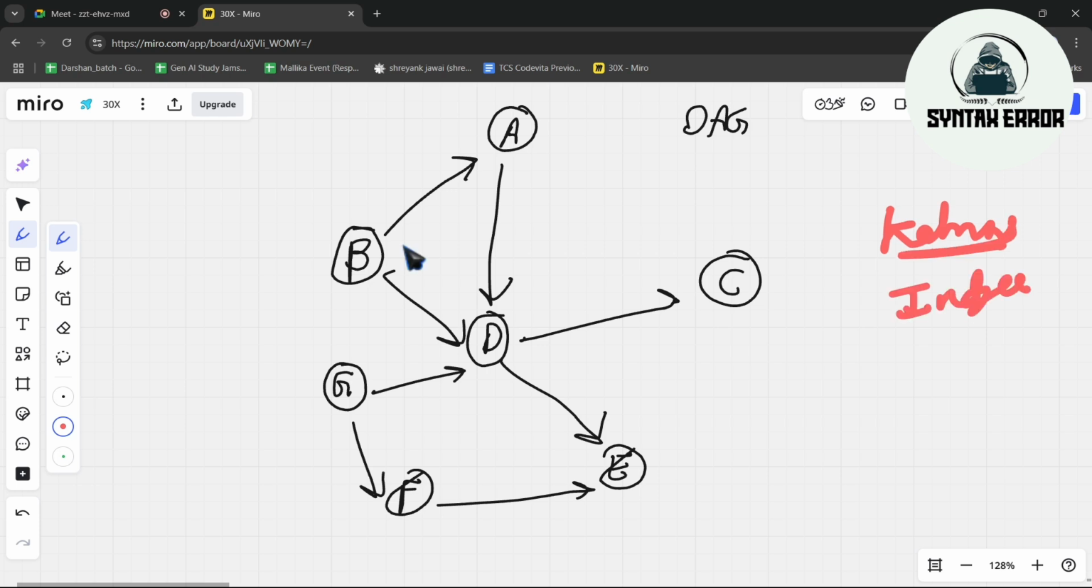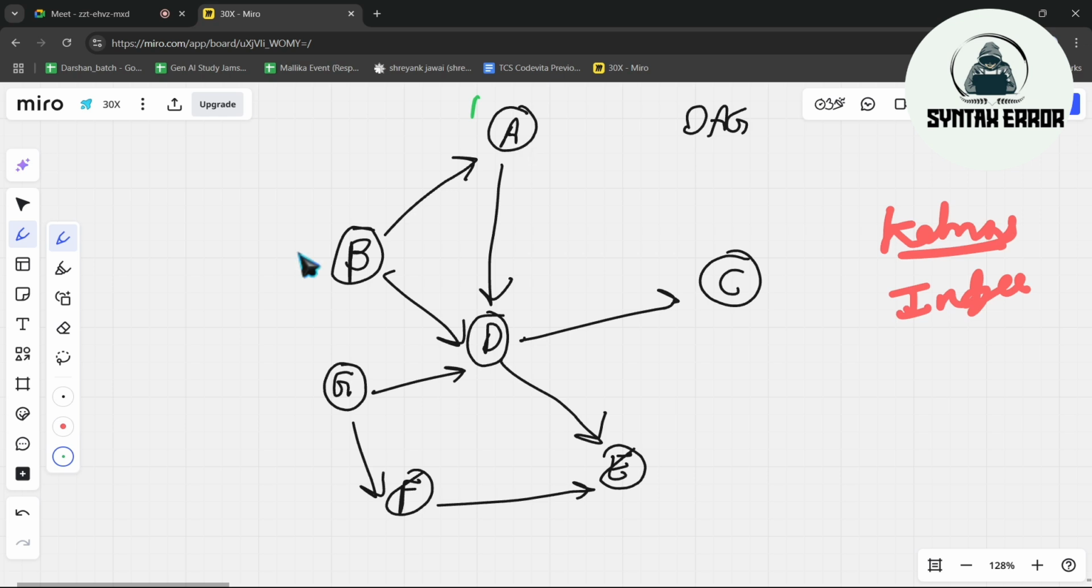So what is the in-degree of B? Let's start with A, or we can start with any place. Let's start with A. What is the in-degree of A? Come on guys, what's the in-degree of A? How many incoming edges does A have? 1. So the in-degree of A is 1.